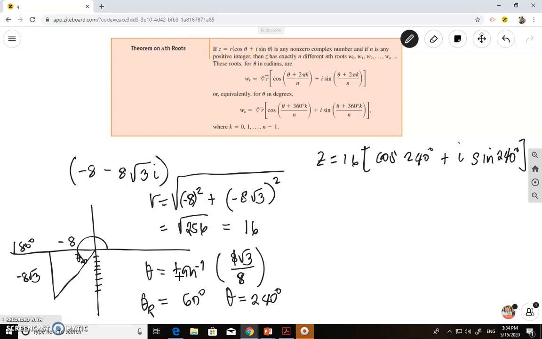But here we are going to solve for the nth root. Our n, for example, is equal to 4. So the nth root of r, the 4th root of 16, is equal to 2. We can now write the roots: 2 times cosine of theta, which is 240.